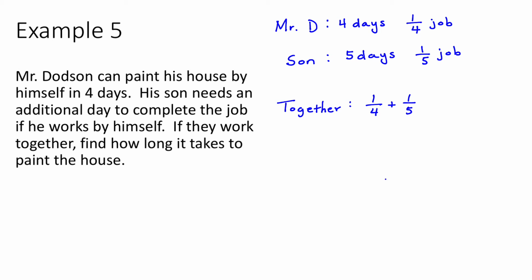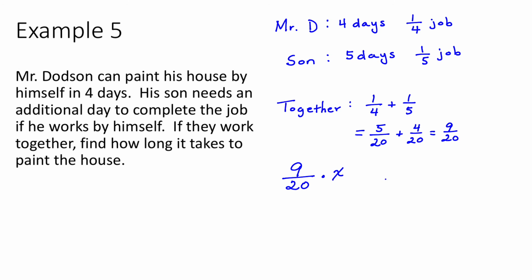And we've got 1/4 plus 1/5. So how much of the job is getting done in that first day? Let's get common denominators. And I get 9/20 for that. So they're getting 9/20ths of a job done each day.